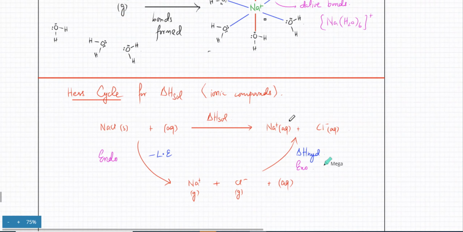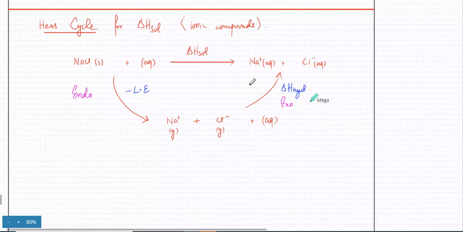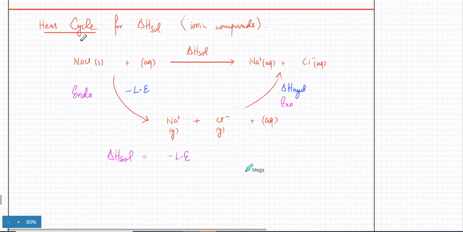So this is your cycle. This is your Hess cycle for ionic compounds dissolving in water. The reason you always have to draw the cycle is that you have to be careful with moles, because a lot of ionic compounds don't have one Cl, they would have more than one Cl. So the relationship is that enthalpy change of solution is basically the sum of two things. You break the lattice, that's the negative of lattice energy, or the opposite of lattice energy, plus then the ions that are formed form bonds with water molecules, and that's your enthalpy change of hydration.